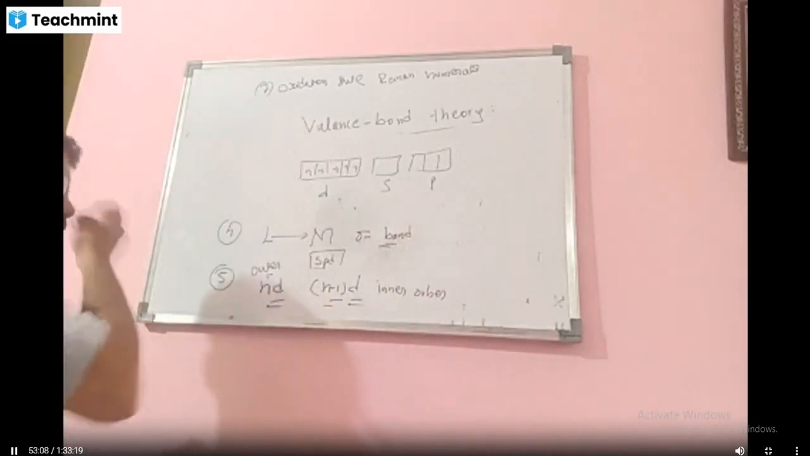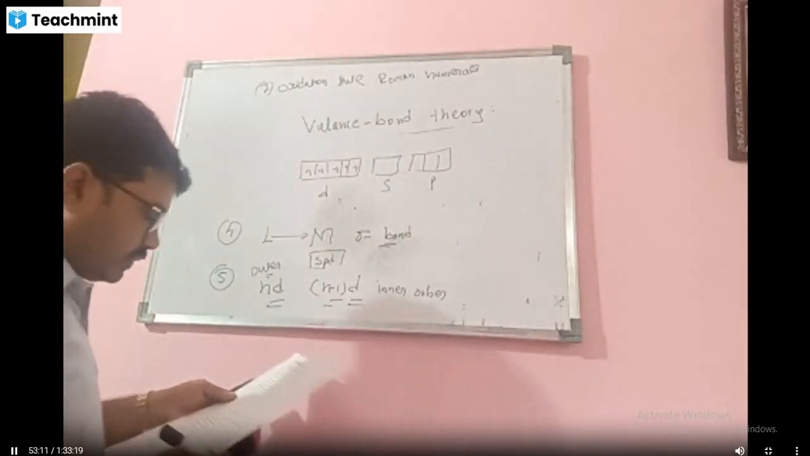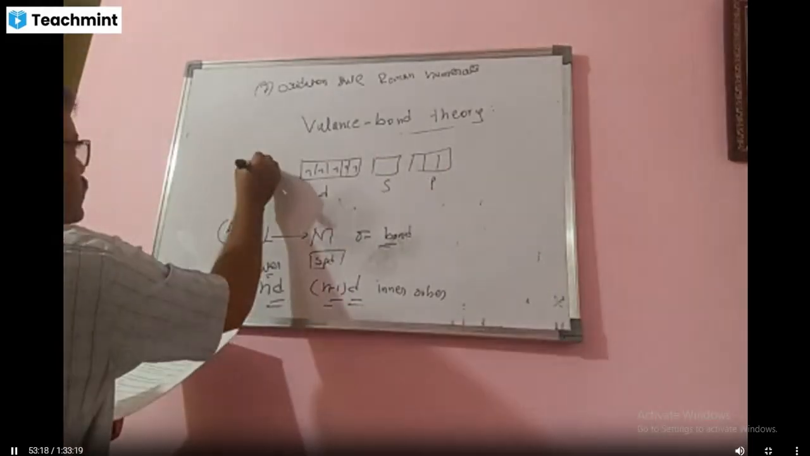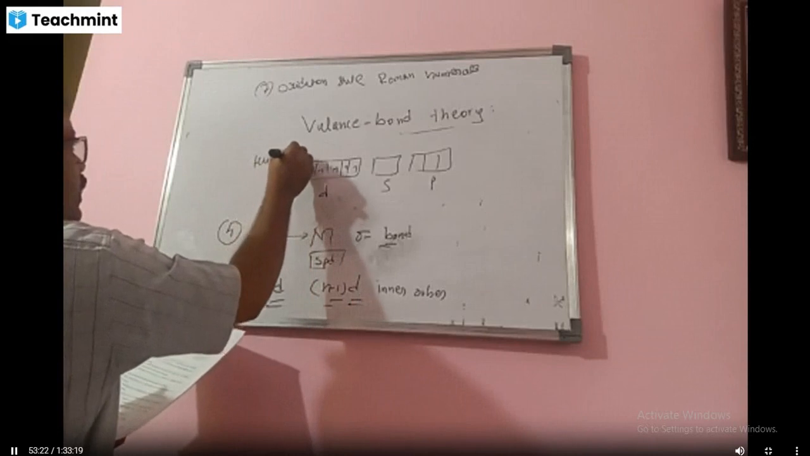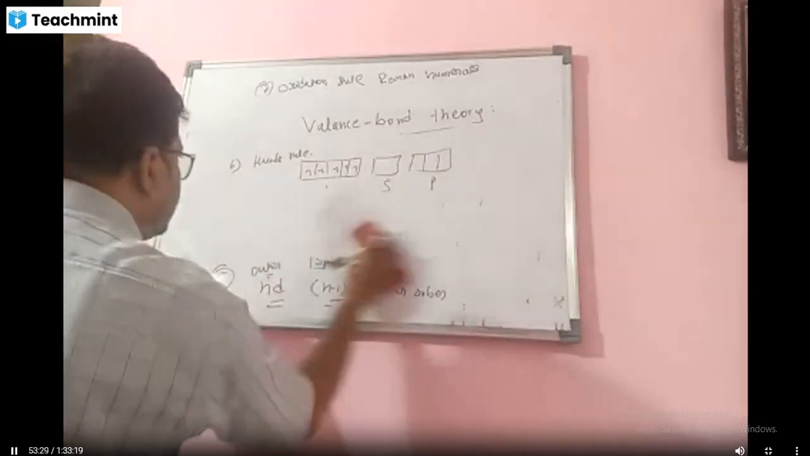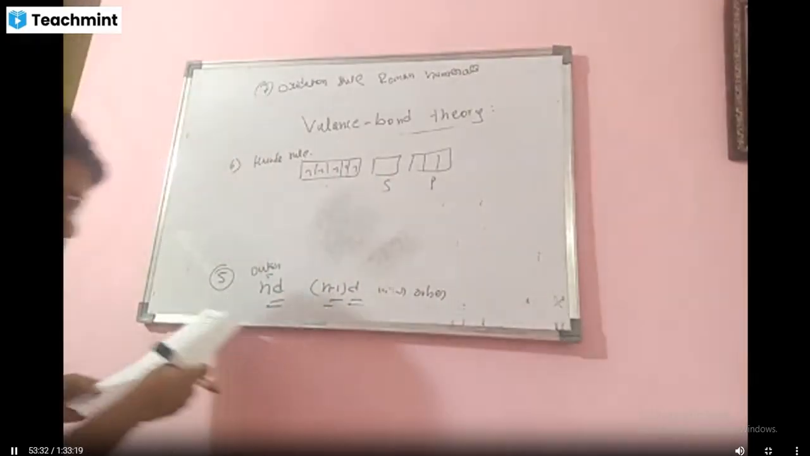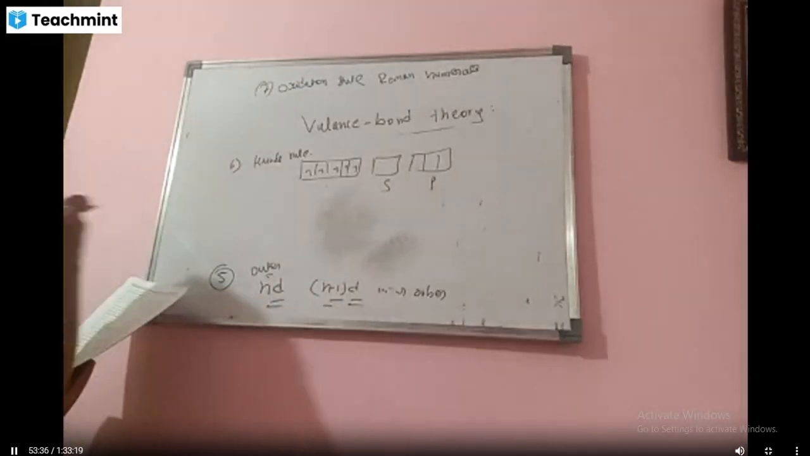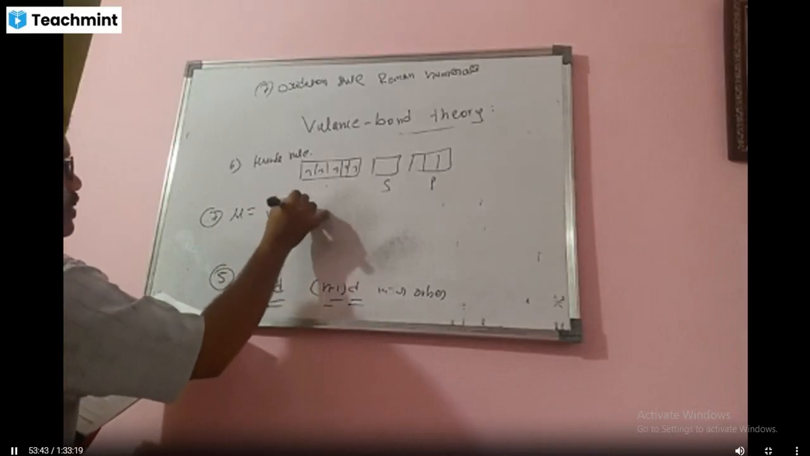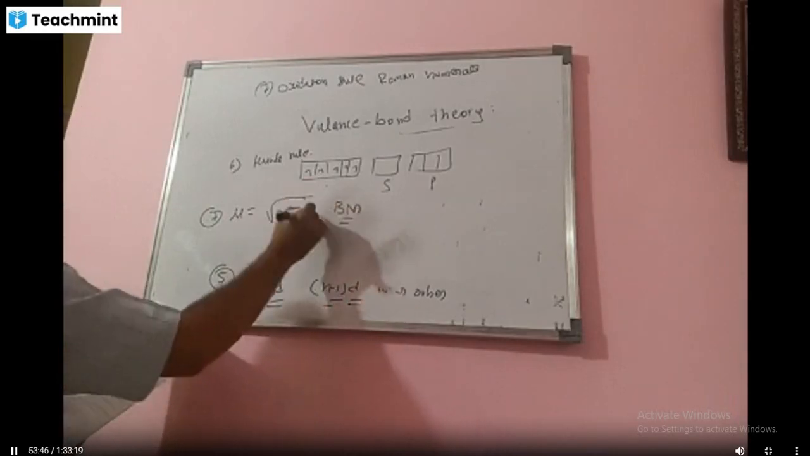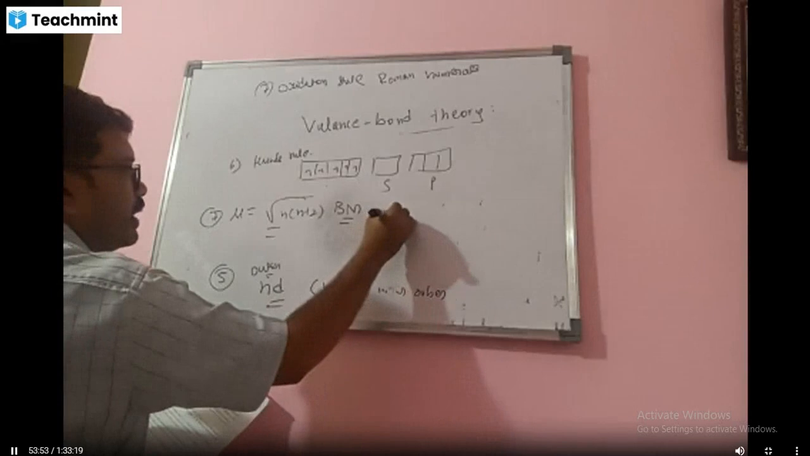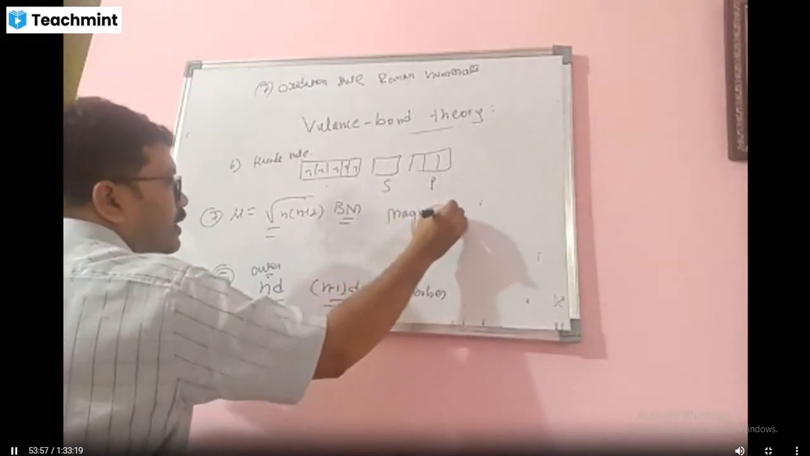Singly occupied. The presence of unpaired electrons in the complex gives rise to ferromagnetism. So singly occupied, Hund's rule should be followed to fill the ligand electrons in the orbitals. Also, the magnetic moment can be calculated by the formula root n into n plus 2 Bohr magneton. So magnetic properties can be calculated.